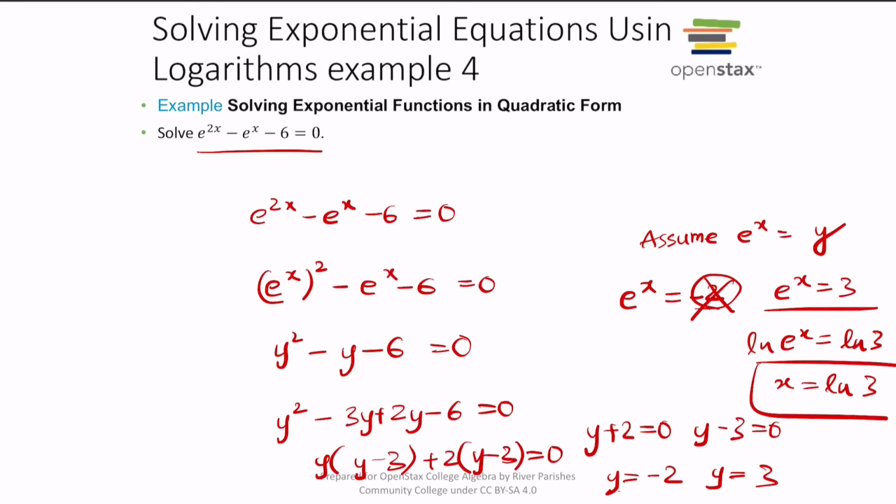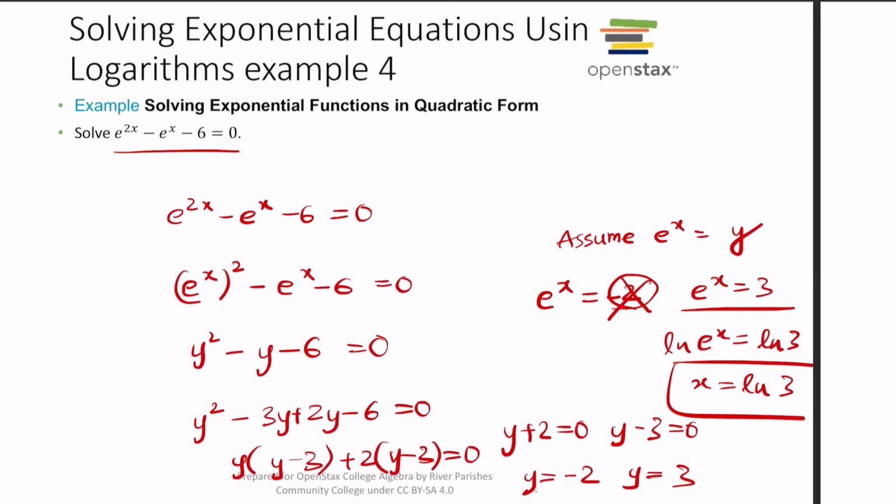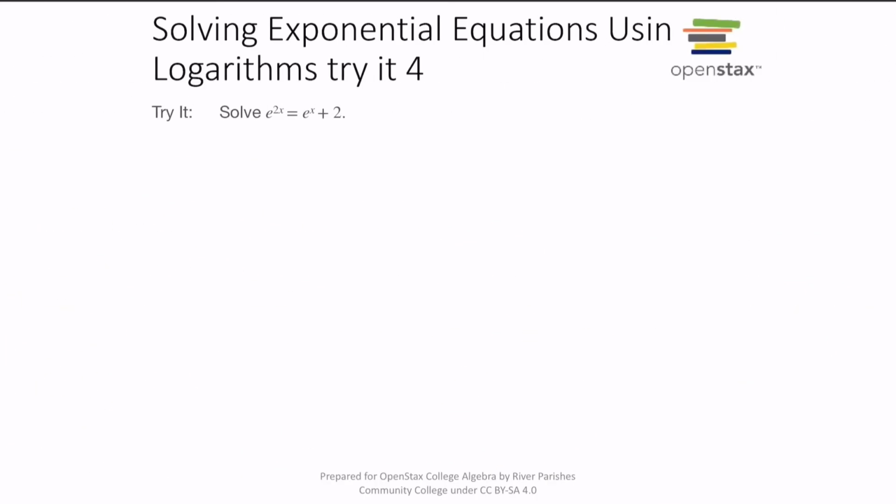So notice that you should always assume the negative value to be of no use, because logarithms of negative values cannot be found. Whenever you end up with a negative value for a logarithm, that value is non-existent, so we can take out that value. Use the same principle now and try to solve this problem.